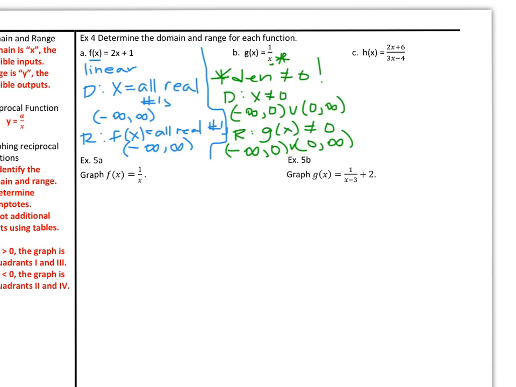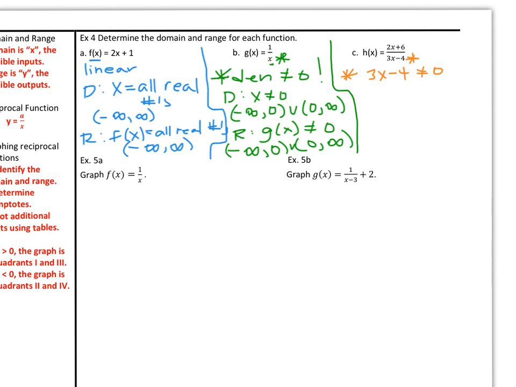For our last example, h of x equals 2x plus 6 over 3x minus 4. Now, in this particular example, not only do we have an x in the denominator, which is going to affect our domain, but we have x's in the numerator and denominator, which will affect our range. So this has double duty here. So we'll do domain first. And remember the rule on domain is that the denominator can't equal 0. So it's a little trickier than the last one. Instead of just x, we now know that 3x minus 4 can't equal 0.